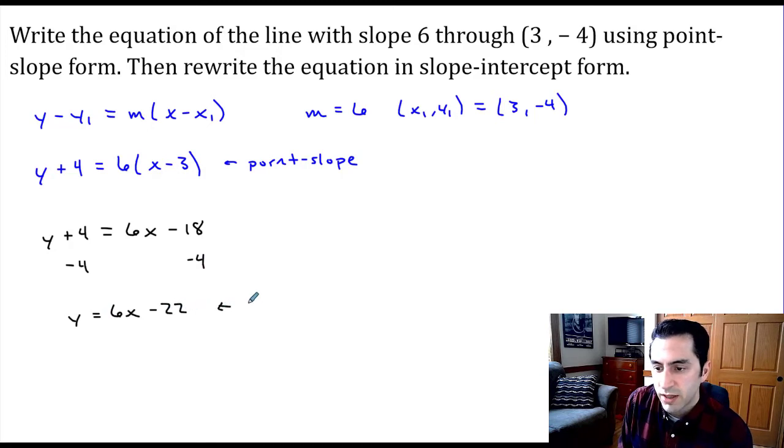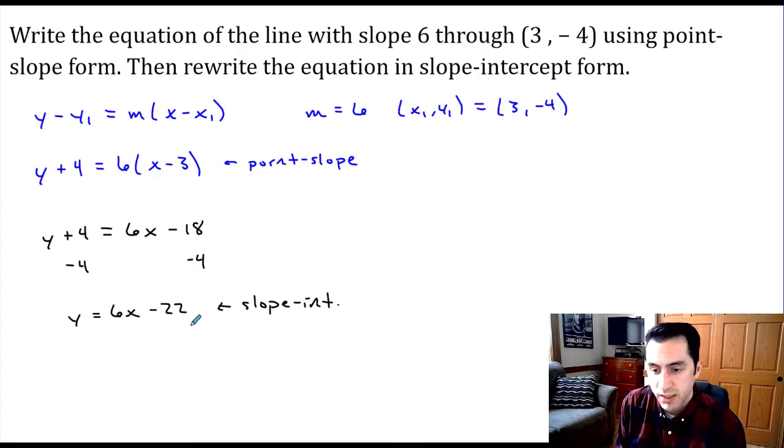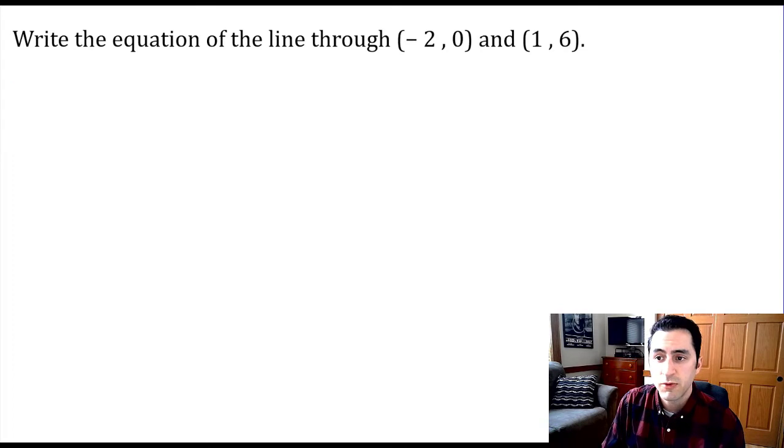And now because the y is by itself, this is in slope-intercept form. And written like this, I can see that my y-intercept is negative 22. But both forms are perfectly fine ways to write the equation of a line. Let's do one more example where we're going to start off with different given information.